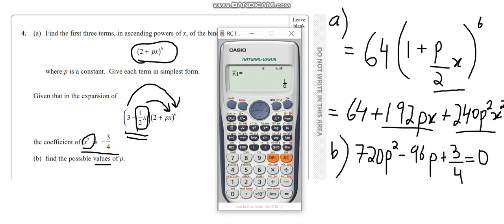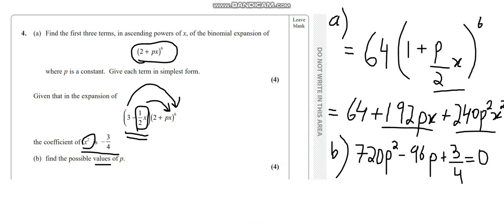And when I just press the calculator equal sign, I get 1 upon 8 as my x1 value and 1 upon 20 as my second value. So these both are the values of p. I'll write it down. There you go, and that's our B part done. The fourth question, you can say 4 and 4, 8 marks gained very easily.